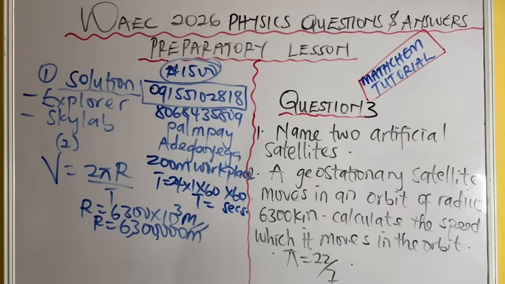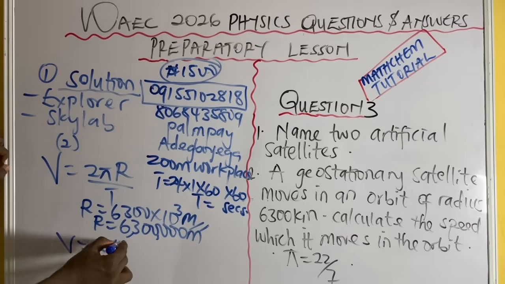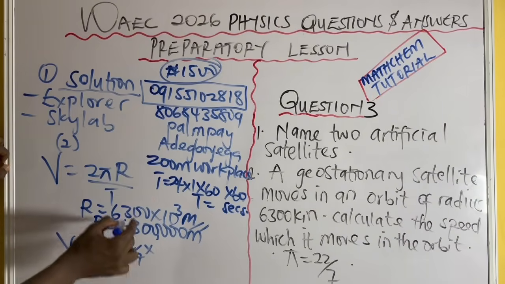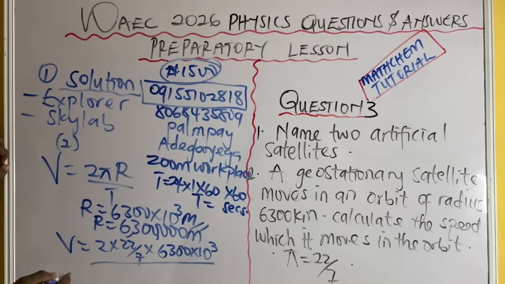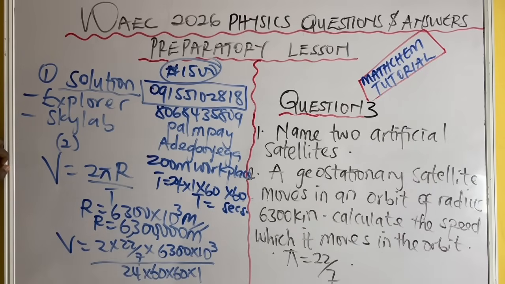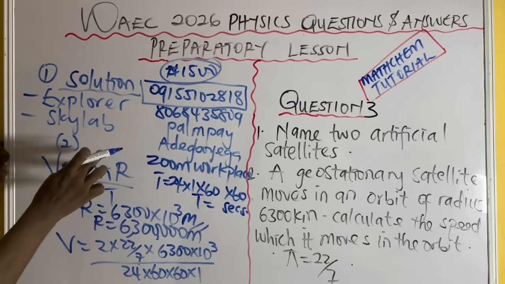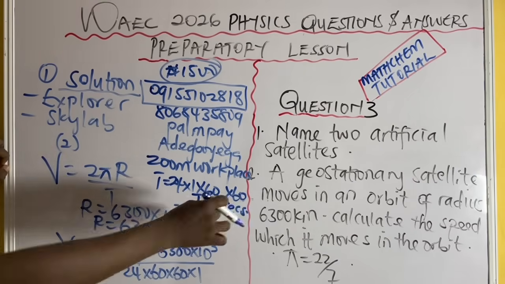After that, insert all these parameters into the formula. That gives you v equals 2 times 22/7 times the radius, which is now 6300 times 10 raised to power 3, all over the time, which is 24 times 60 times 60. You can put times 1. The unit of the radius is meter. Pi doesn't have any unit, and 2 does not have any unit.